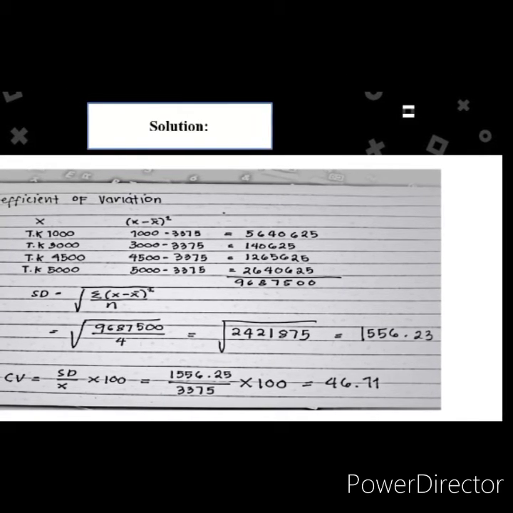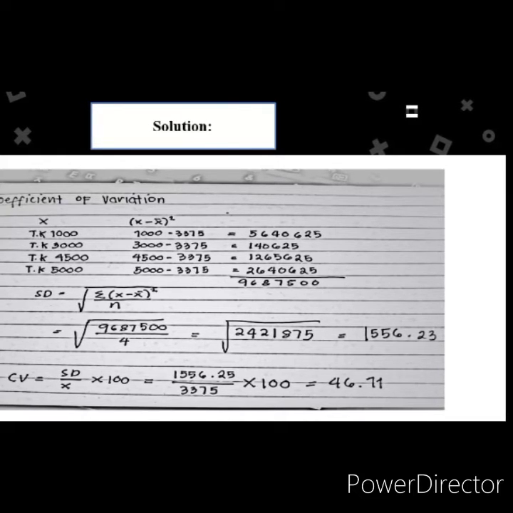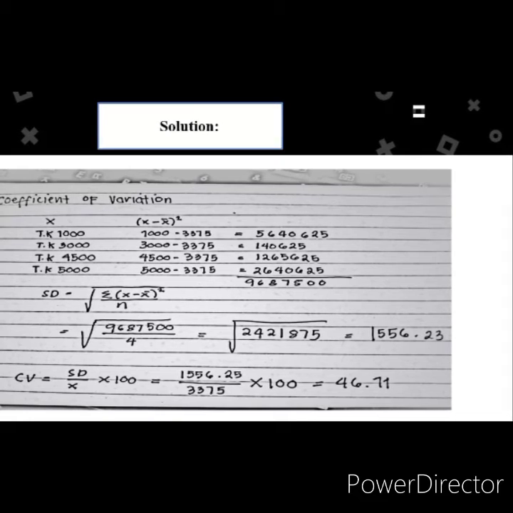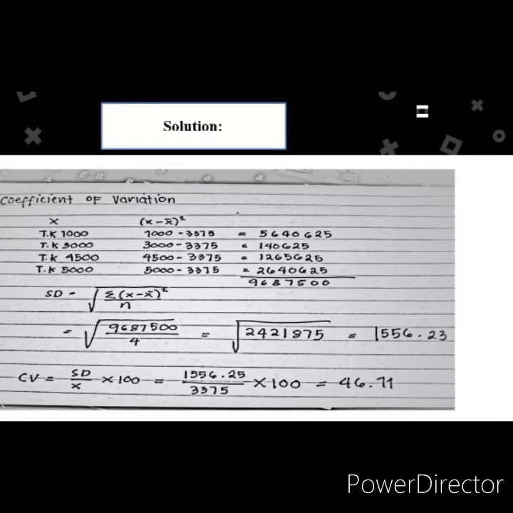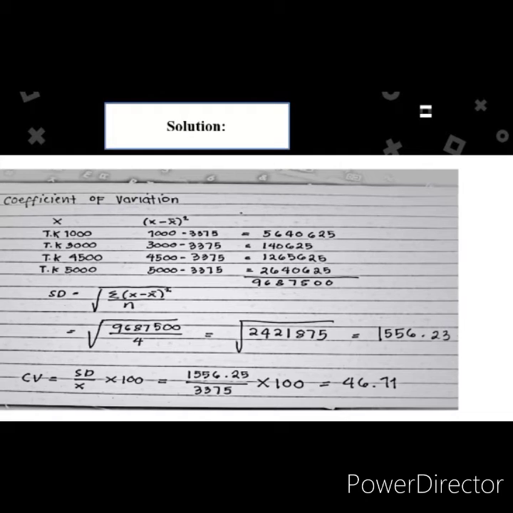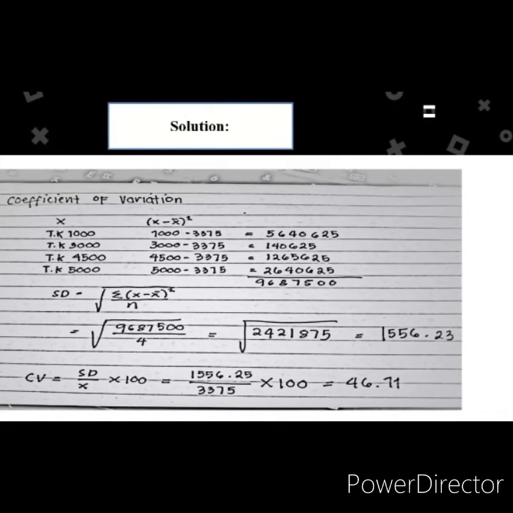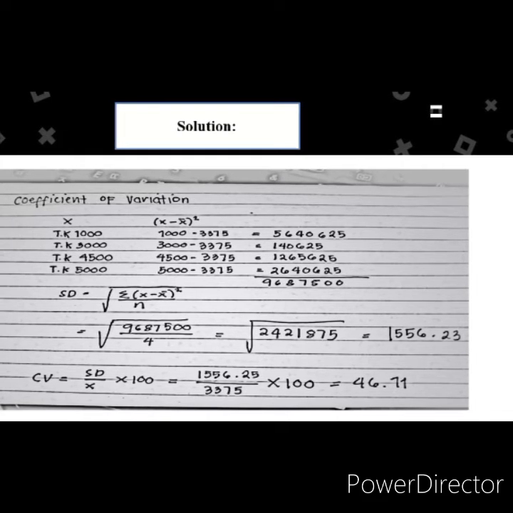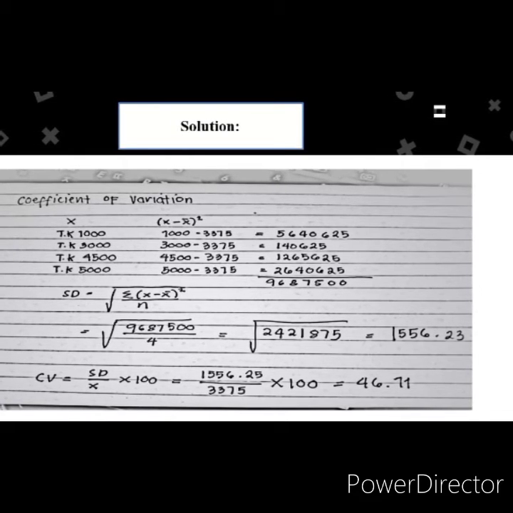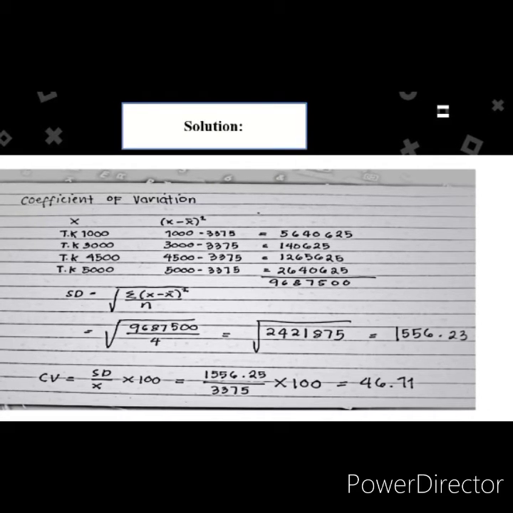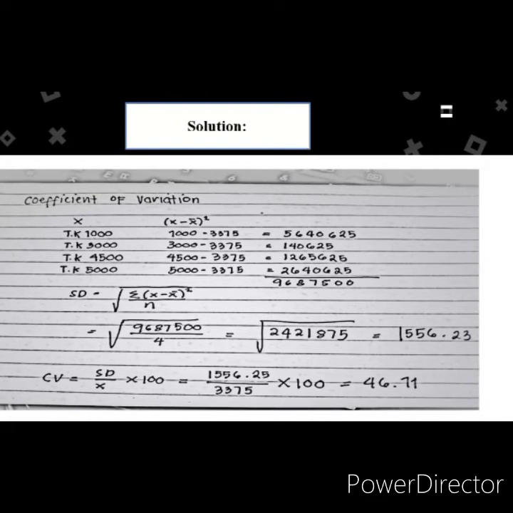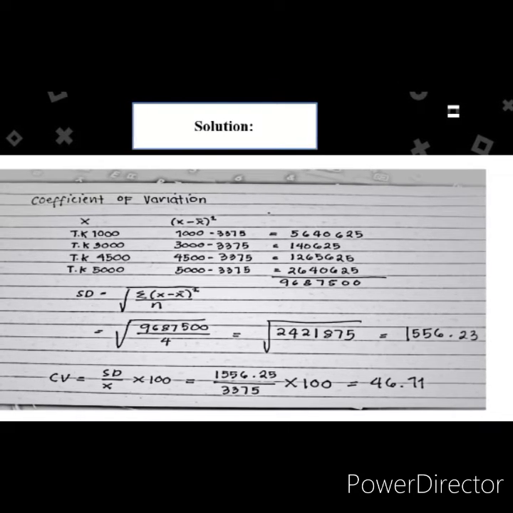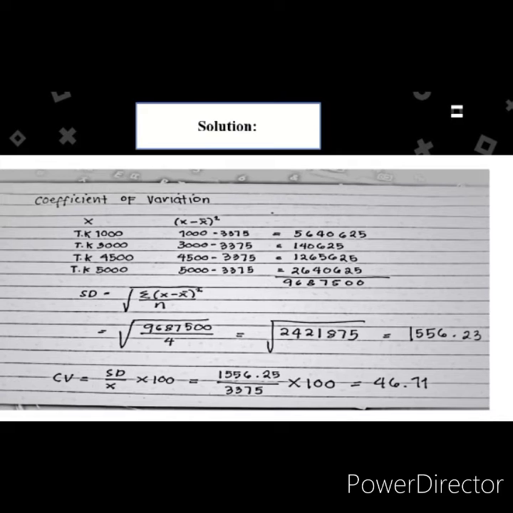So how did we come up to that answer? Here is the solution. For the coefficient of variation, we first have to list the x values: 1,000, 3,000, 4,500, and 5,000. The second step is to find x minus the mean, squared. So we have 1,000 minus 3,375 raised to 2, which is equal to 5,640,625, and so on and so forth. As you can see, we have to compute and add.